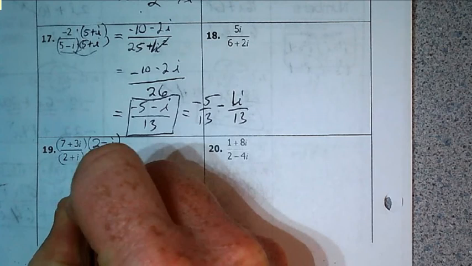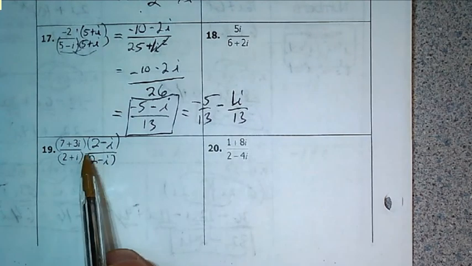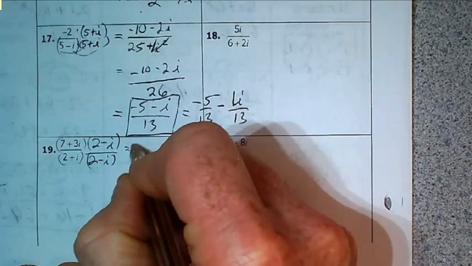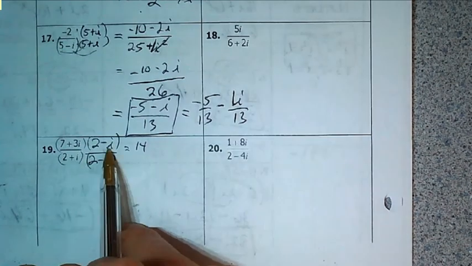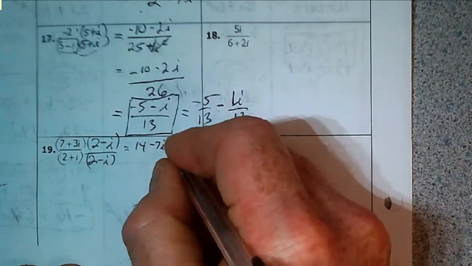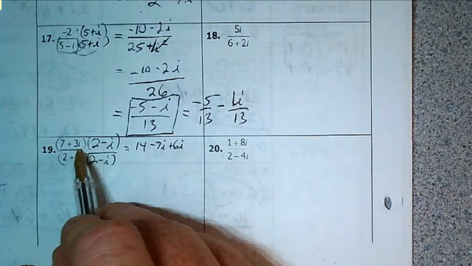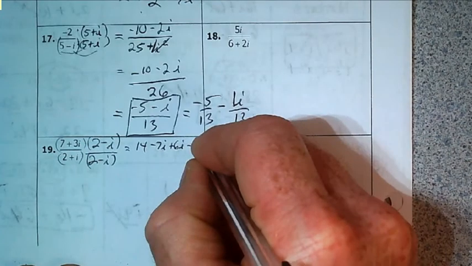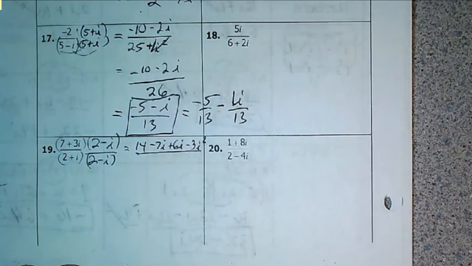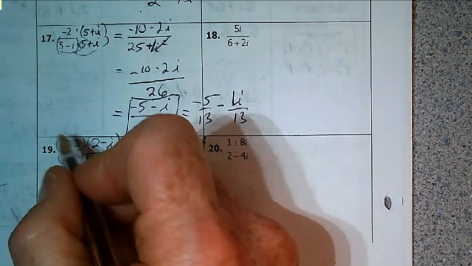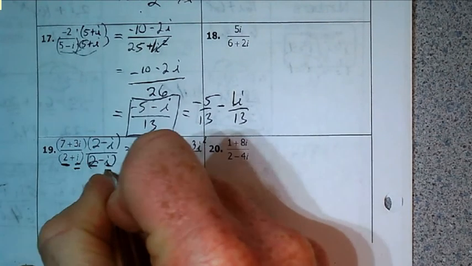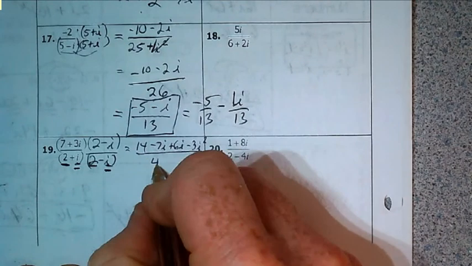On top here, I've got to FOIL this thing completely, which means 7 times 2, 14. 7 times negative I, negative 7I. 3I times 2, 6I, and then 3I times negative I, negative 3I squared. Now, not on the bottom. You're right. Not on the bottom. On the bottom, you just multiply the first terms and then the second terms. So the bottom would be 4 minus I squared.